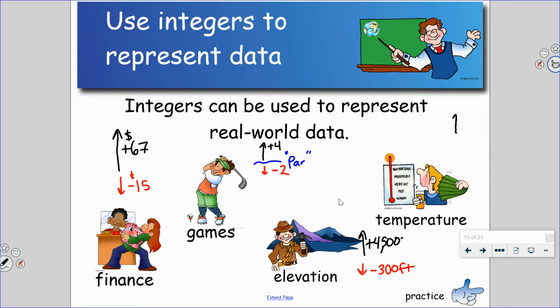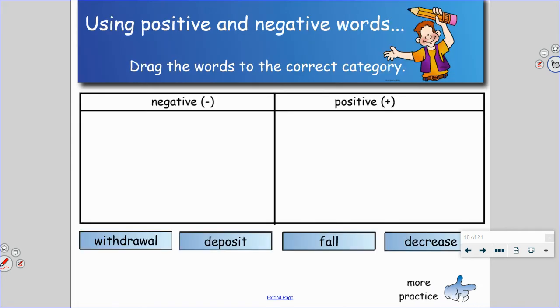Temperatures, no surprise here. Speaking of the hottest, I believe Death Valley approached either 120 or 130 degrees Fahrenheit this past summer. Of course, you head toward the poles and you're going to be well below 0. And so integers, ladies and gents, are used in all sorts of things in life. We're going to go ahead and take some practice now.